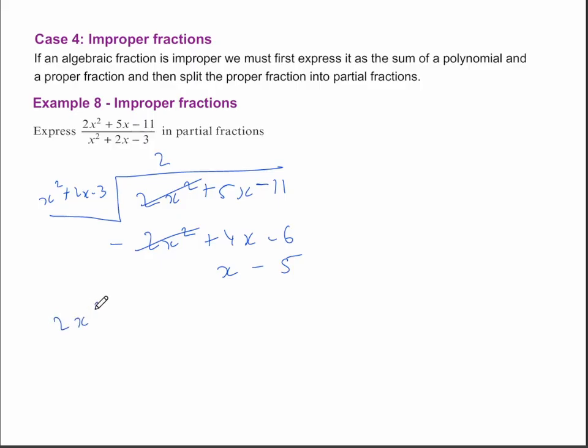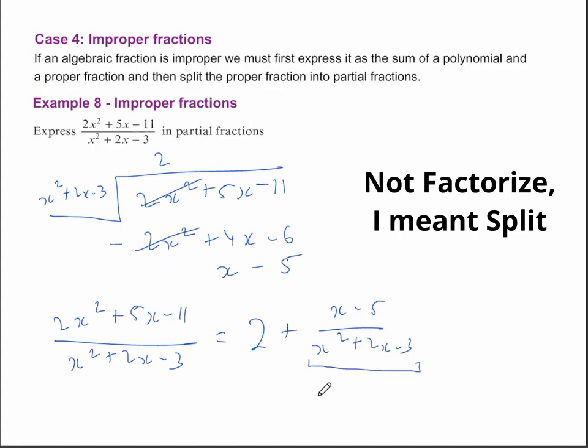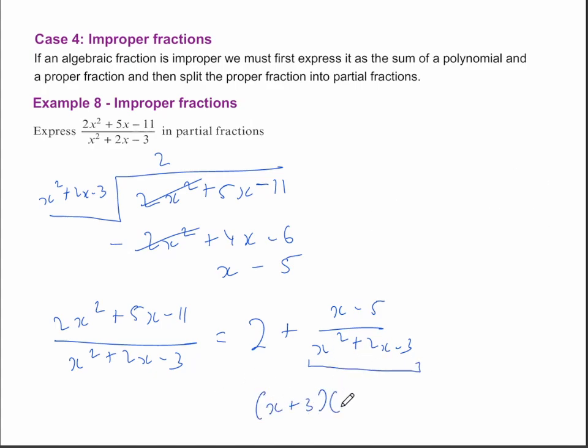So here 2x squared plus 5x minus 11 over x squared plus 2x minus 3 will be equal to 2 plus x minus 5 over x squared plus 2x minus 3. But we can still factorize this further. And to factorize this, we will get x plus 3, x minus 1. So we end up having x minus 5 over x plus 3, x minus 1, which obviously is case 1. So we go into our a over x plus 3 plus b over x minus 1.